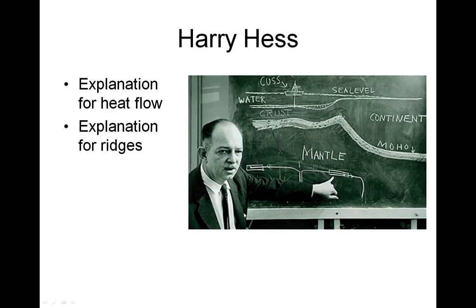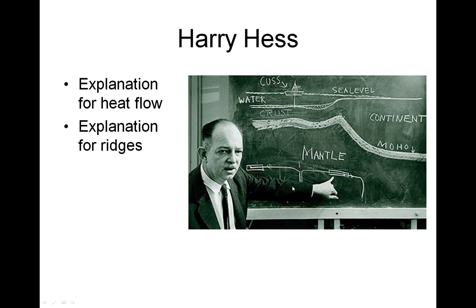Before watching this screencast, you should have already seen the video from Bill Nye about Harry Hess and what he did with his fathometer during the war. Well, after the war's over, Harry Hess goes back to Princeton and he figures out an explanation for the heat flow data and for the ridges. And what he figures out is going to be the mechanism that Wegener was missing.